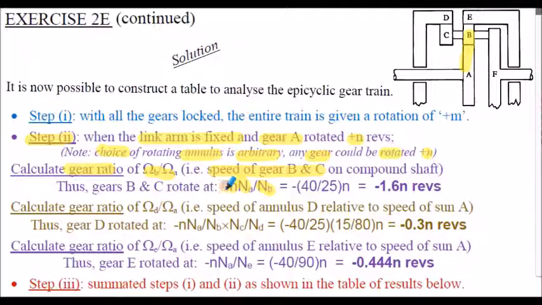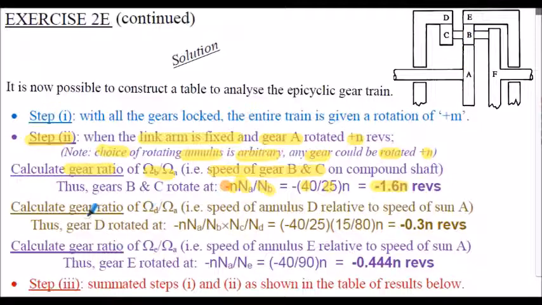Notice the negative has been added here. If we consider the respective rotations, if we say gear A is positive, then of course gear B must be going negative, so that's why I need the negative added to the equation here. Just inserting the number of teeth, that becomes 40 for NA divided by 25 for NB, so calculating, I get negative 1.6 N revolutions. So that's the ratio of gear B to gear A.